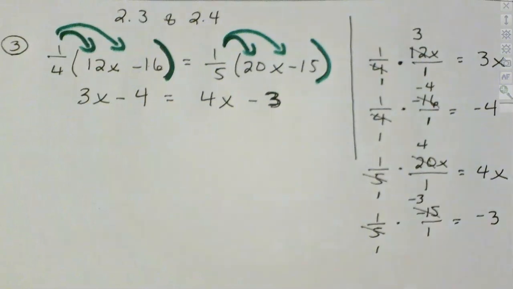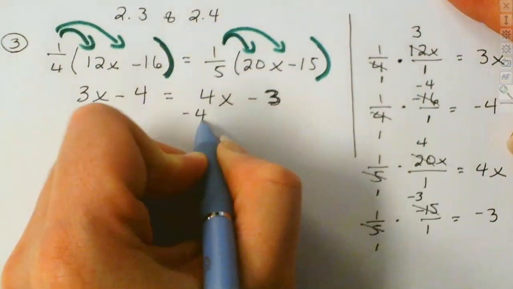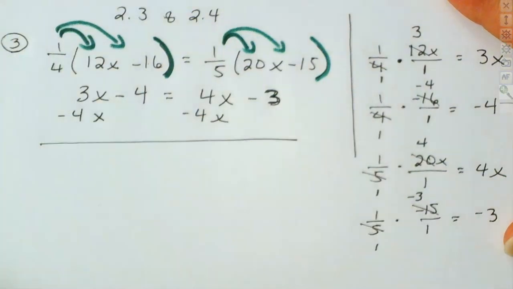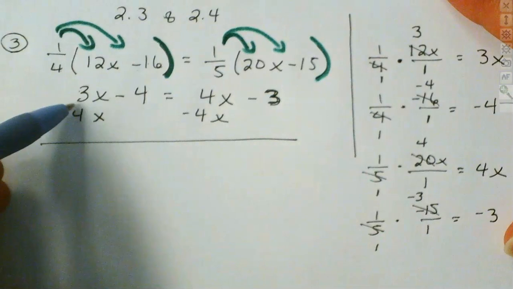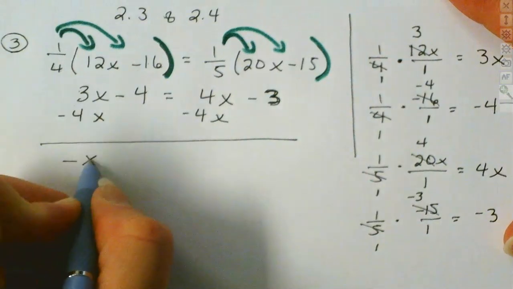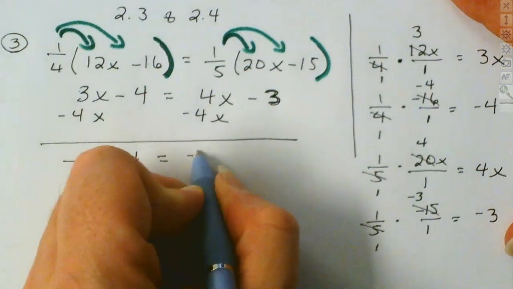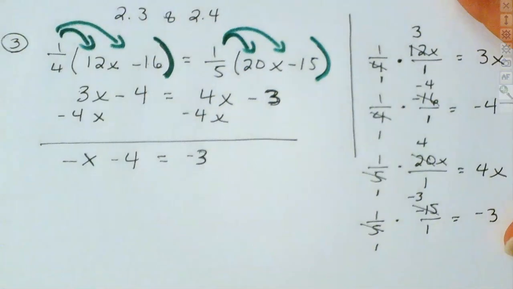Now what do we need to do? Now we need to get the x's on the left-hand side. So what would I do next? Can someone tell me? Yep, subtract off that 4x. And that leaves you with 3 minus 4. That leaves you with a minus 1x, or just a minus x. And then we've got our minus 4. And then on the right-hand side, we have the minus 3.